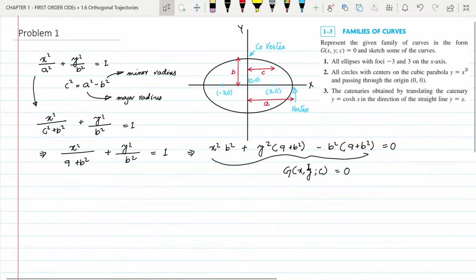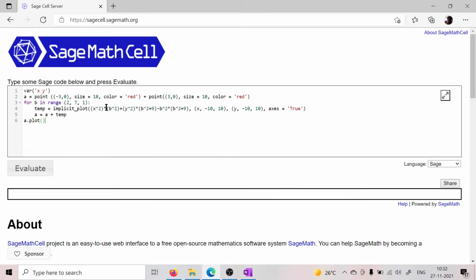And now we will plot these ellipses using SageMath. This program will plot the ellipses that we have derived in the problem. Let me explain this program. In the first statement, var x, y, we have defined the variables x and y. In the second statement, we have plotted the points minus 3, 0 and 3, 0. That means the foci of the ellipses.